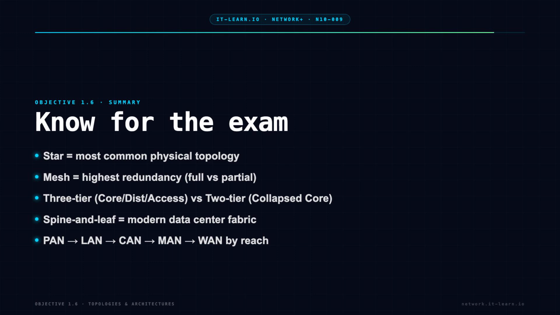Let us wrap up. We covered physical topologies including star, mesh, bus, ring, and hub and spoke. We discussed network architectures including three-tier, spine and leaf, SDN, and SD-WAN, and we reviewed network types from PAN to WAN. Understanding these concepts is critical for network design and troubleshooting.